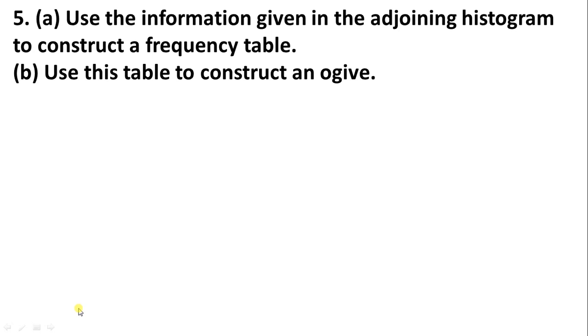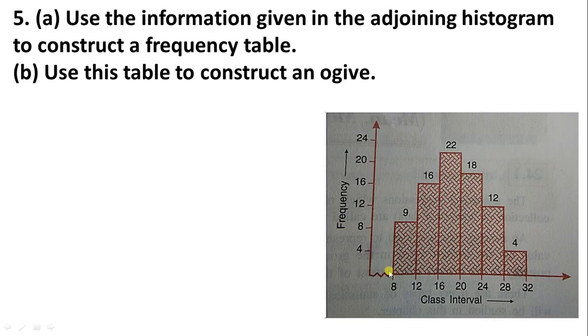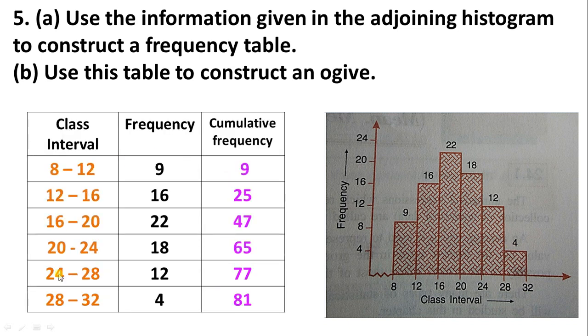Question number 5. Use the information given in the adjoining histogram to construct a frequency table. Use this table to construct an ogive. Instead of the given information in the tabular form, a histogram is given over here. With this we have to construct a frequency table. 8 to 12 it is 9, 12 to 16 it is 16, 16 to 20 it is 22, 20 to 24 it is 18, 24 to 28 it is 12, 28 to 32 it is 4. This is the frequency distribution.